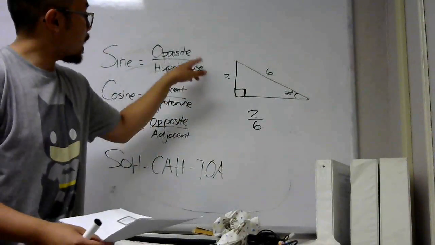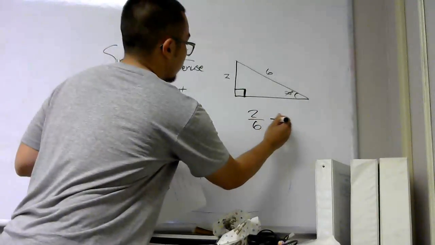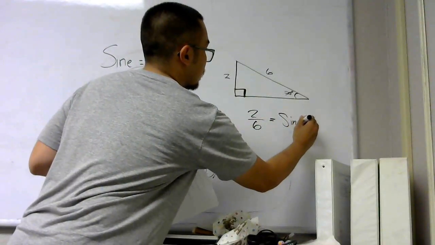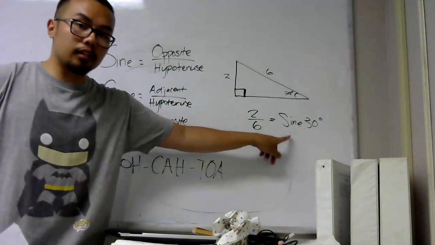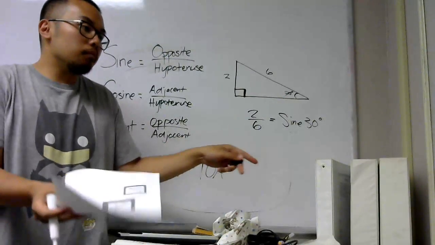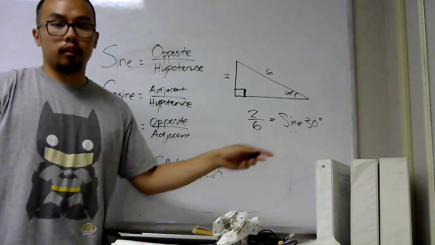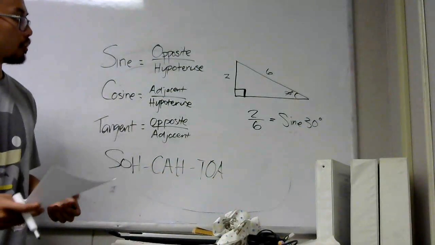I just made those numbers up. So if I were to plug in opposite over hypotenuse, and write it as the function, sine of 30 degrees is equal to 2 over 6, and I were to plug that into a calculator, it would give me 1/3, right? It would give me 0.33 repeating. And that's because right triangles have fixed relationships with each other.